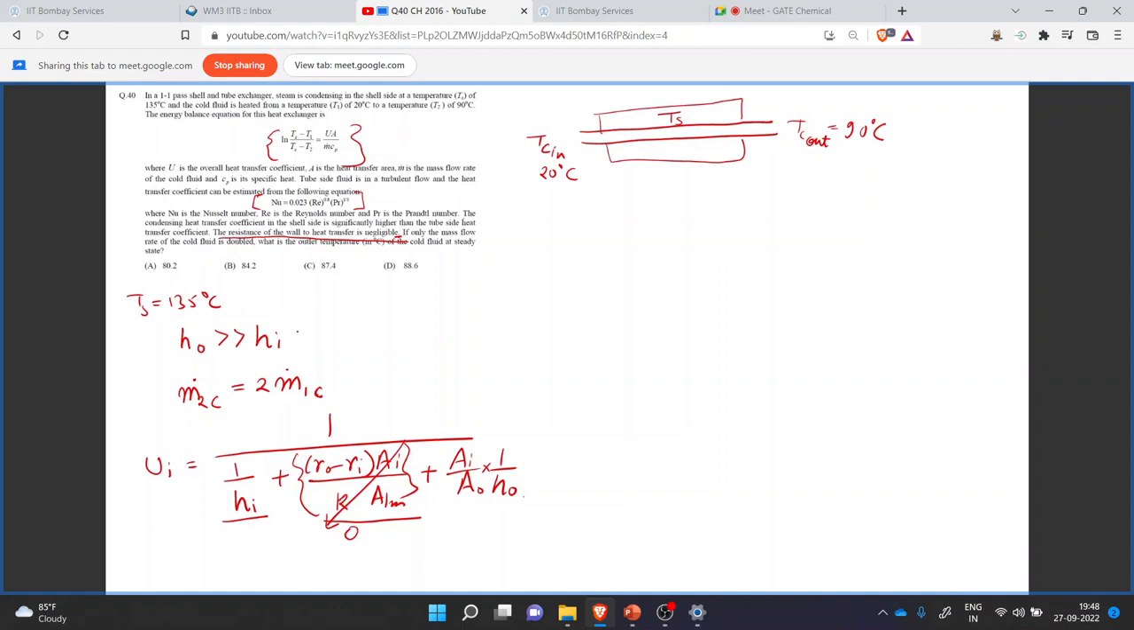And also we have been given that ho is very much greater than hi, so we can write that 1 upon ho is very much less than 1 upon hi. Also, the inner side area will be less than the outer side area, that is Ai is less than Ao. So this term will also be very small compared to this term, so we can neglect it. So from this, the overall heat transfer coefficient, we can write Ui equal to hi. That is, the overall heat transfer coefficient is equal to the heat transfer coefficient of the inner side, that is hi.